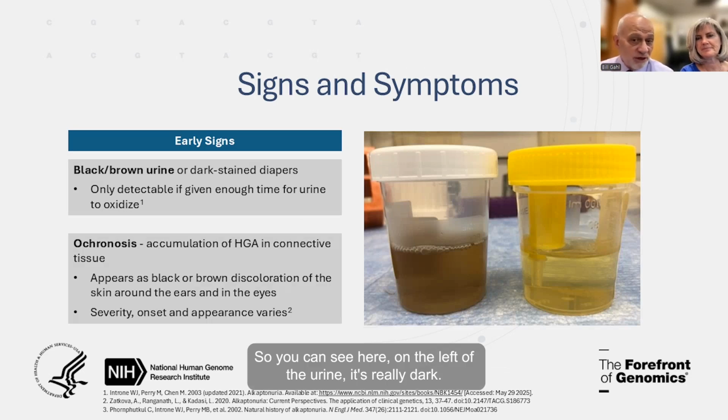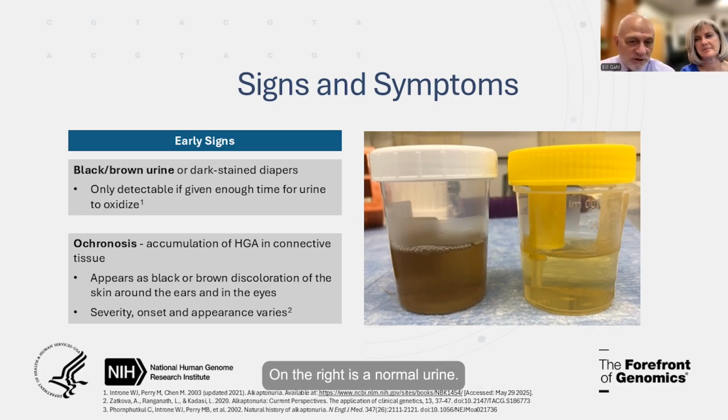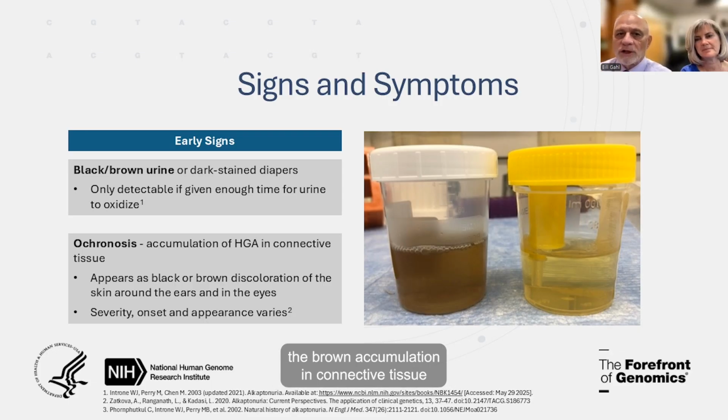So you can see here on the left, the urine is really dark. It takes a little while to get dark because it needs to be essentially oxidized, so it needs exposure to air or base, so alkali, for example. On the right is a normal urine.